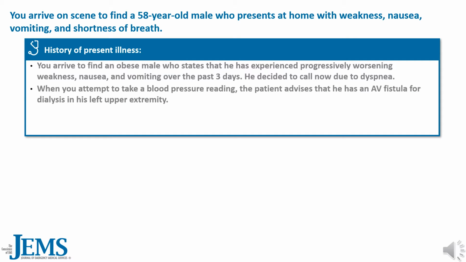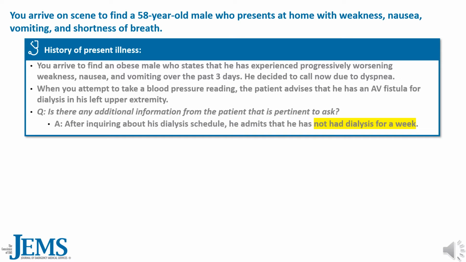When you attempt to take a blood pressure reading, the patient advises he has an AV fistula for dialysis in the left upper extremity. Based on the scenario so far, is there any additional information from the patient that is pertinent to ask? Hopefully, you would ask more about his dialysis schedule, because after inquiring about his dialysis schedule, he admits that he has not had dialysis for a week.